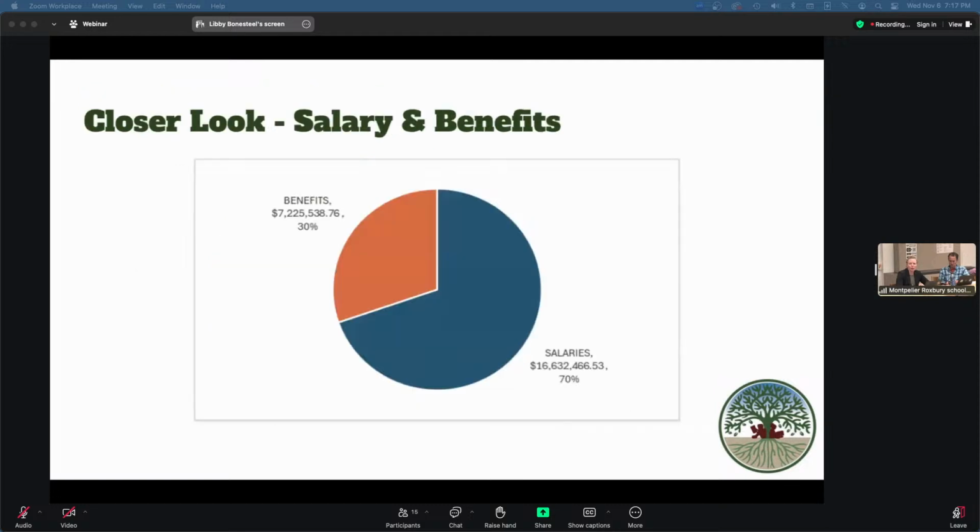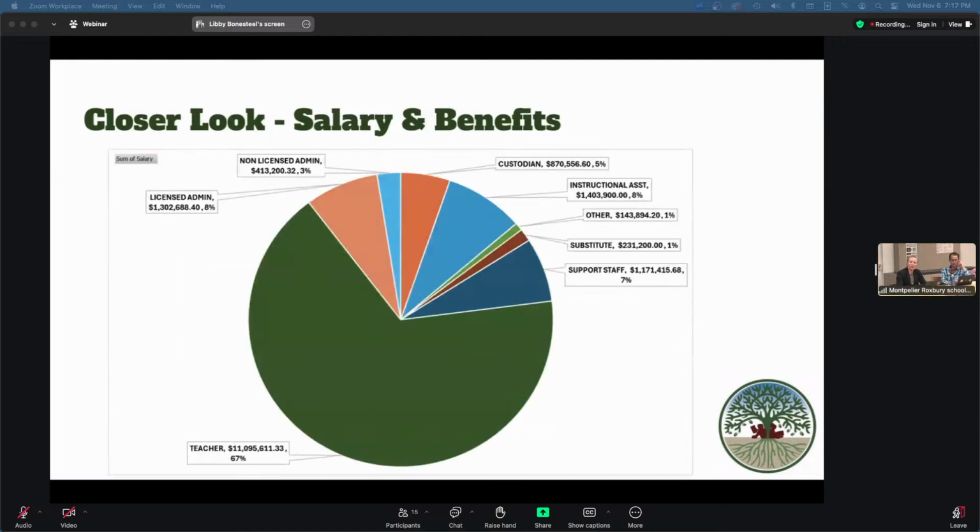So if we're going to take a closer look at that salary and benefits, I love how Christina used orange and blue for my Syracuse University colors. Thank you very much. Salaries is over 16 million, and then benefits is 7 million. And then if we break that salary and benefits up even more, so this is salary and benefits combined again, the big green are our teachers. So we spend over $11 million in salary and benefits for teachers.